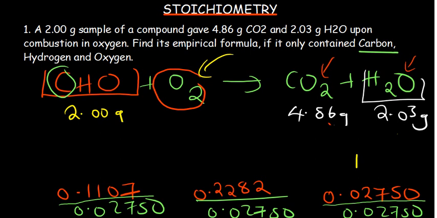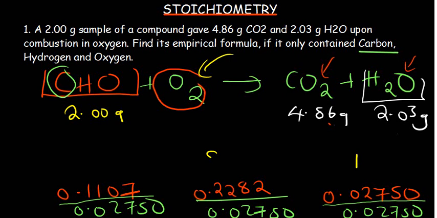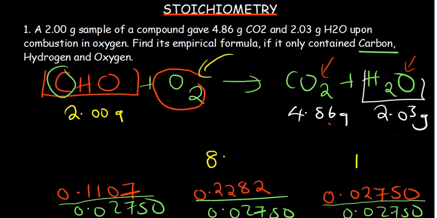8 points 2982. Let's take two significant figures. 8.3. So 0.03. 4 points. So 4.0 is fine.